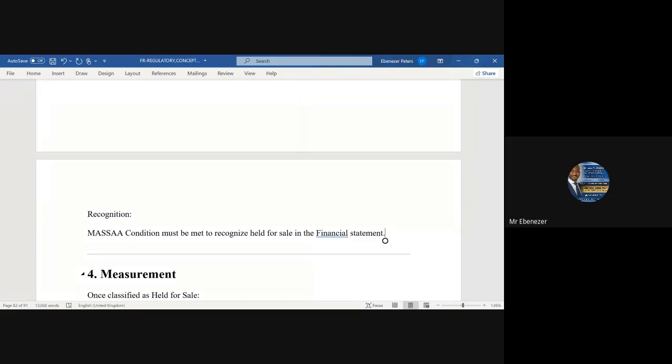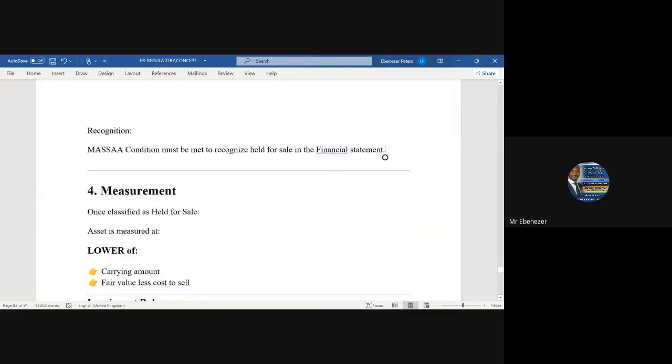And I went further to say that once the sale is consummated, what you just do is debit your bank or cash and then credit your P or L, other income. Simple. Is it clear now? I'm sure it is clear.